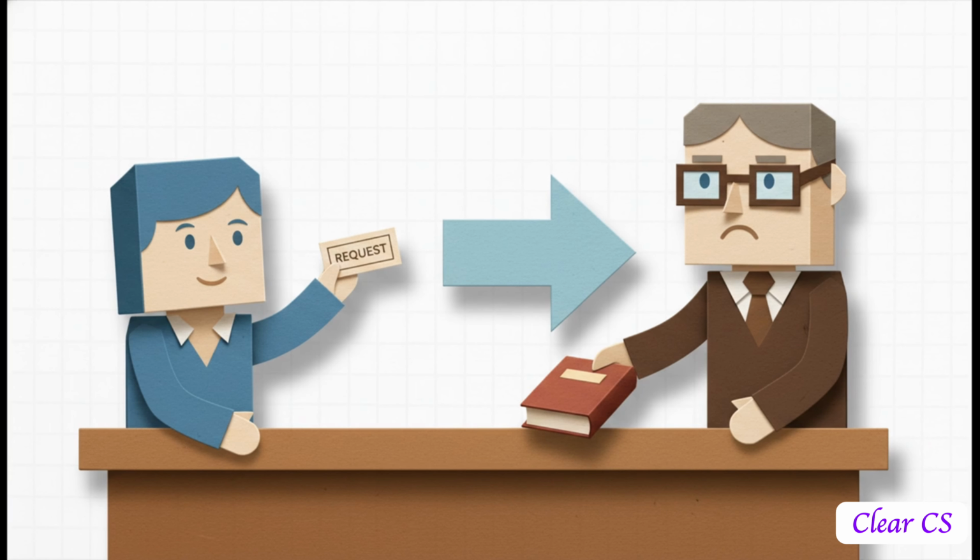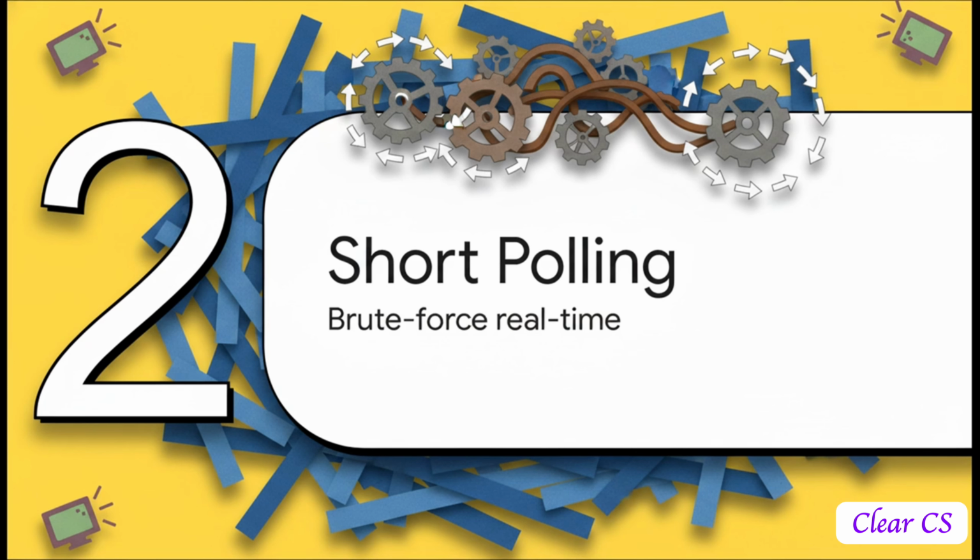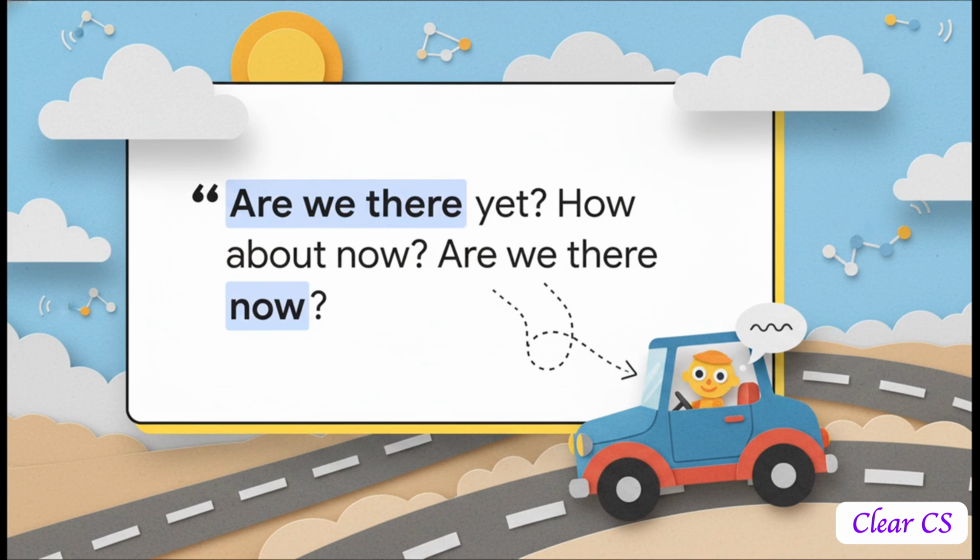This meant that developers who wanted to build things like live chats or real-time dashboards had to get incredibly clever to make it work. Moving on to section 2, short polling. Are we there? The brute force solution to real-time data. And this brilliantly illustrates the concept. Short polling is basically the network equivalent of a super impatient kid in the backseat of a car on a road trip, constantly asking, are we there yet? How about now? Are we there now?